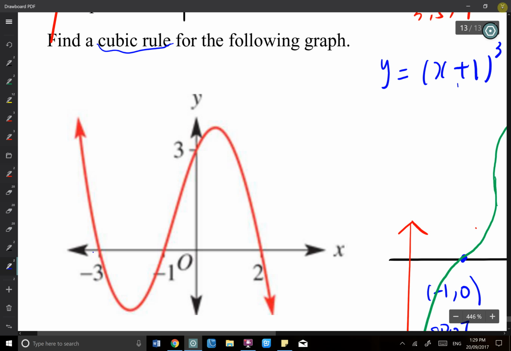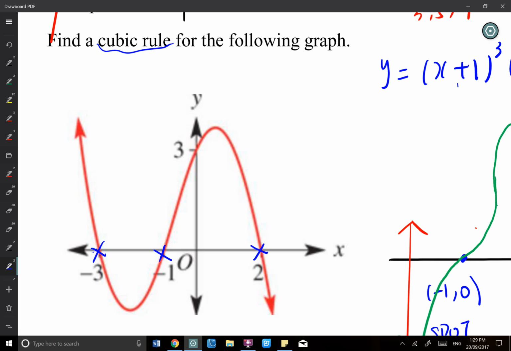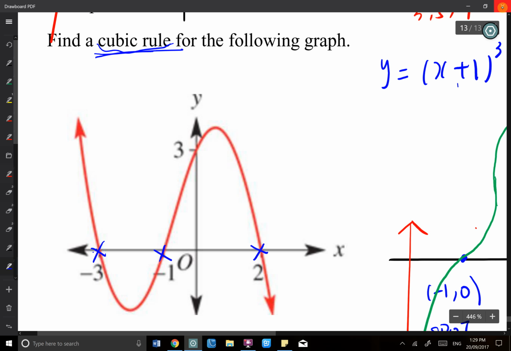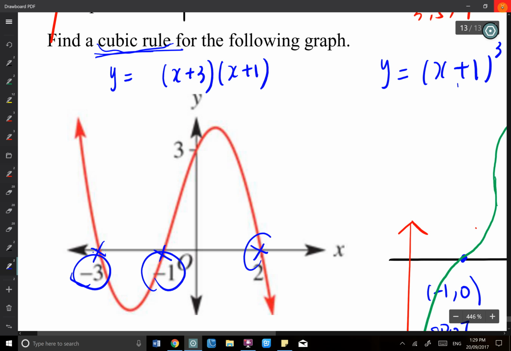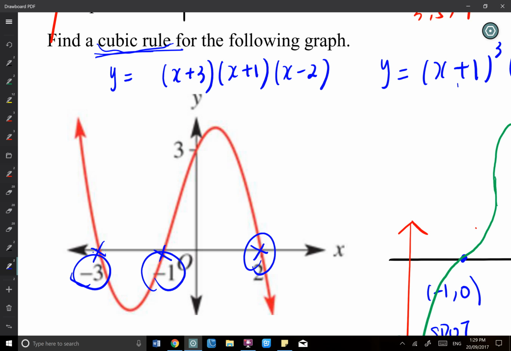I can see the x-intercepts are -3, -1, and 2, and they tell you it's a cubic. So y equals: you want -3, so you have a factor of x plus 3. You want -1, so x plus 1. You want 2, so x minus 2. So those are the possible factors. But is that enough? Why or why not?